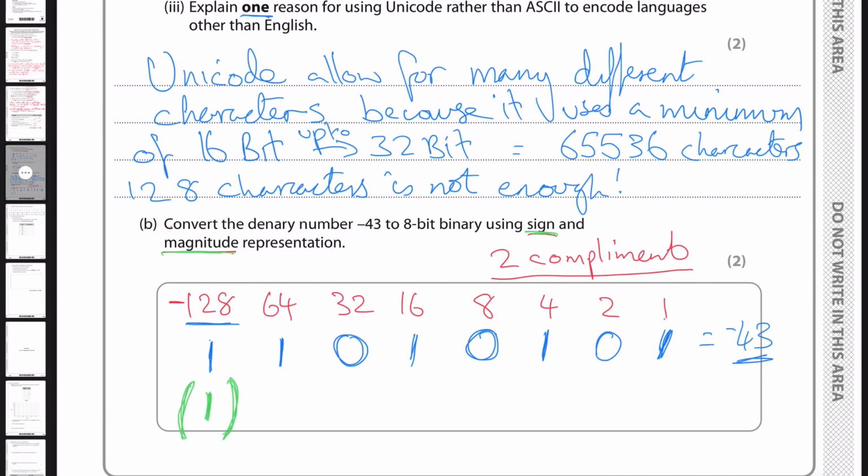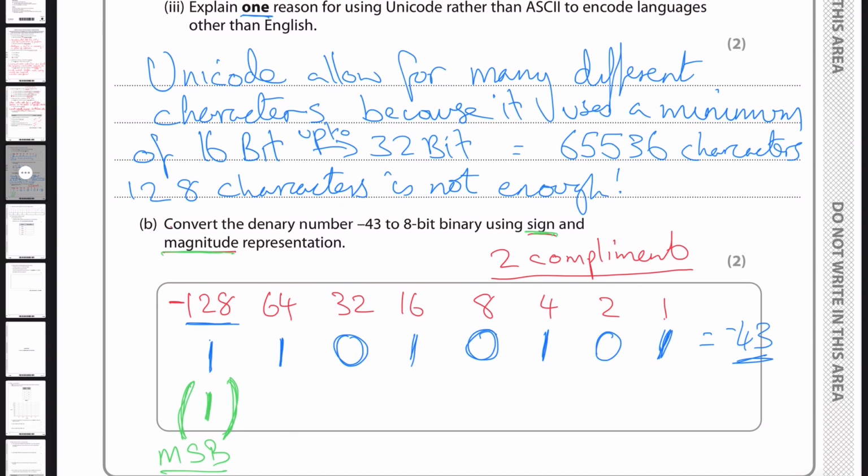In order to do that, sign and magnitude representation is even easier. So minus 1 is the MSB. This is the MSB, which basically means the sign of the number. Okay? So I'm going to put that there and label it MSB so we know. And then we basically work out what 43 is.